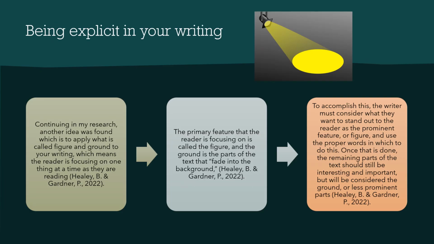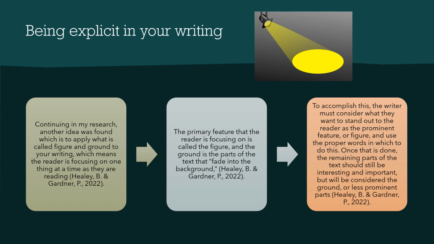Continuing in my research, another idea was found, which is to apply what is called figure and ground to your writing, which means the reader is focusing on one thing at a time as they are reading. The primary feature that the reader is focusing on is called the figure, and the ground is the parts of the text that fade into the background.